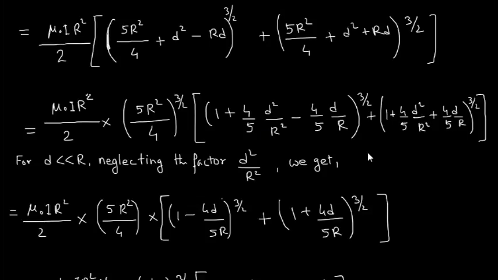Now, mu naught N I r square upon 2 multiplied by (5 r square upon 4) to the power minus 3 by 2 times [(1 plus 4 by 5 d square upon r square minus 4 by 5 d upon r) to the power minus 3 by 2 plus (1 plus 4 by 5 d square upon r square plus 4 by 5 d upon r) to the power minus 3 by 2]. For d less than r, neglecting the factor d square upon r square, we get mu naught N I r square upon 2 multiplied by (5 r square by 4) to the power minus 3 by 2 times [(1 minus 4d by 5r) to the power minus 3 by 2 plus (1 plus 4d by 5r) to the power minus 3 by 2].